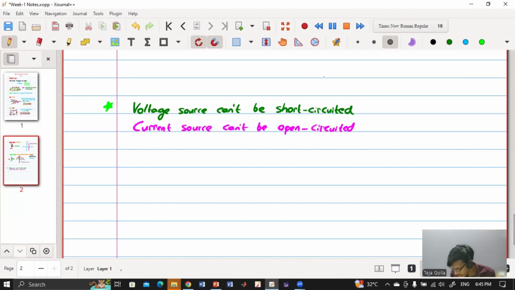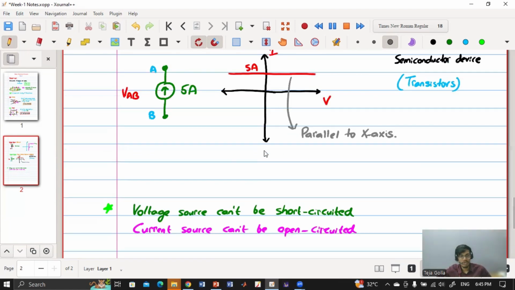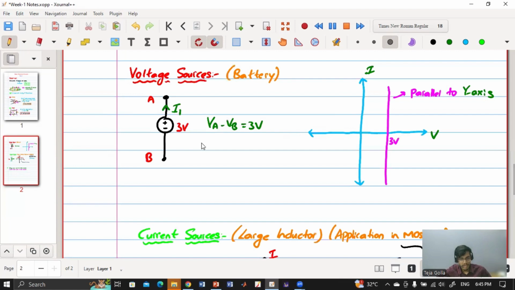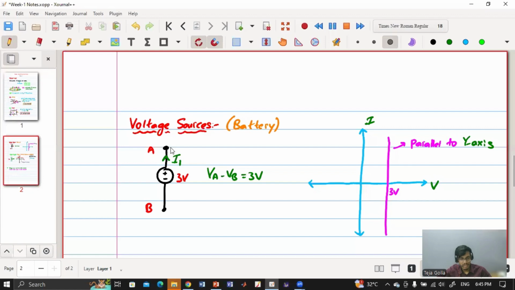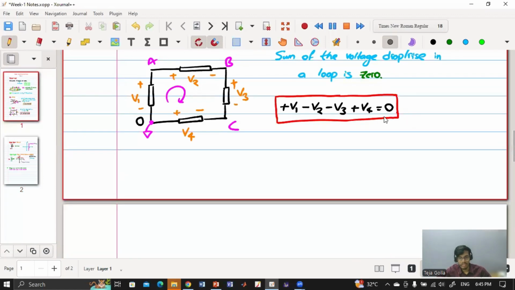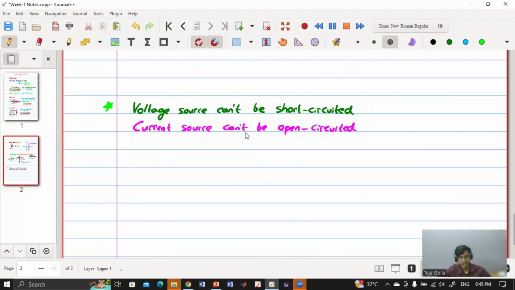Got it? Why? If a voltage source is short circuited, say I have connected it and this will become a loop, right? So if it is a loop, I'll have to apply KVL. And what does KVL say? The sum of voltage drops in a loop is zero. So if it is short circuited, what is the voltage in the loop? It is 3 volt or minus 3 volt, and it is not zero, right? So KVL will fail if you connect a voltage source in a short circuit way.